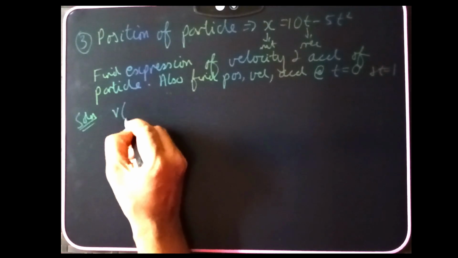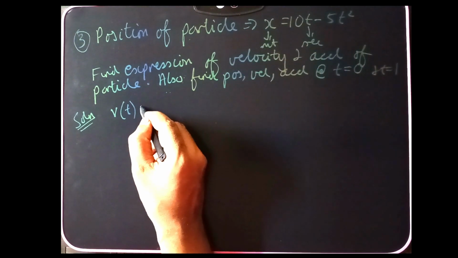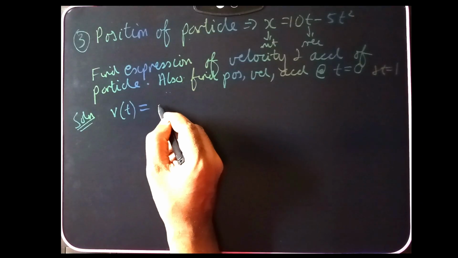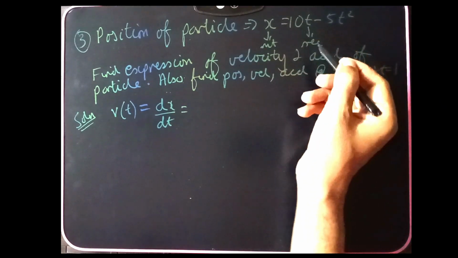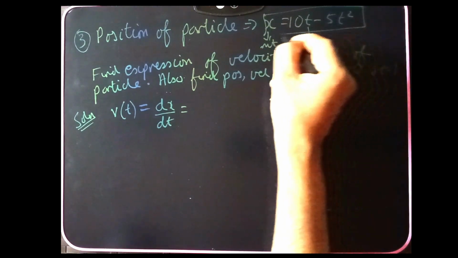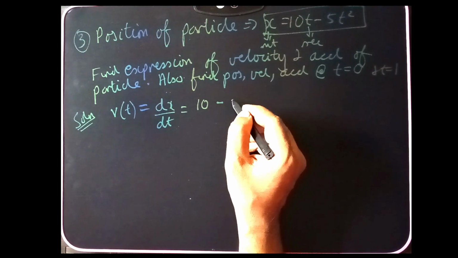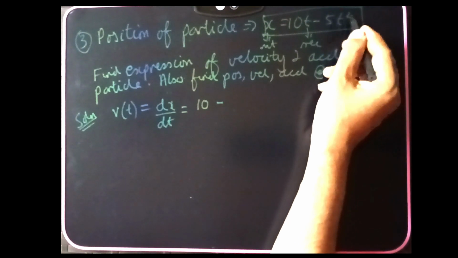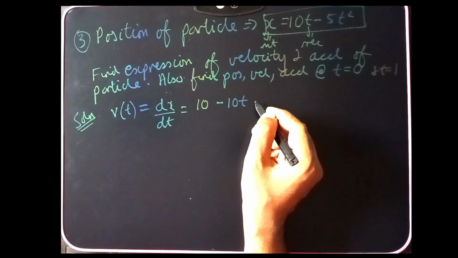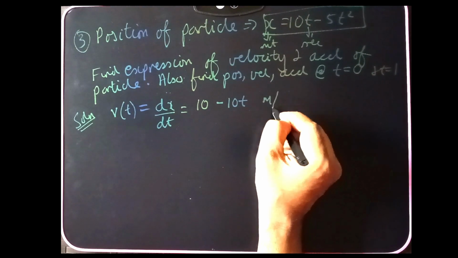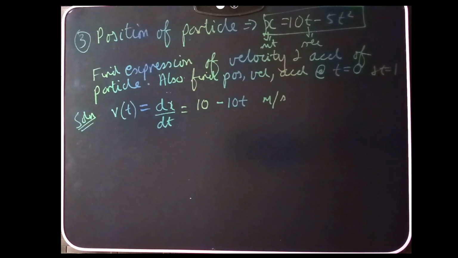What is velocity? Velocity is change of position, no? And position is given by x. So change of position at that particular instant is given as the derivative, dx by dt. So you take the derivative of this component. If I take the derivative of this, I will get 10 minus 5 into 2, which is 10t, right? 10 minus 10t meter per second.